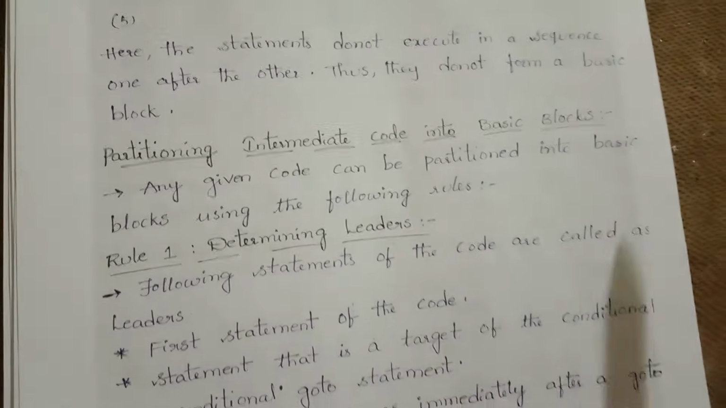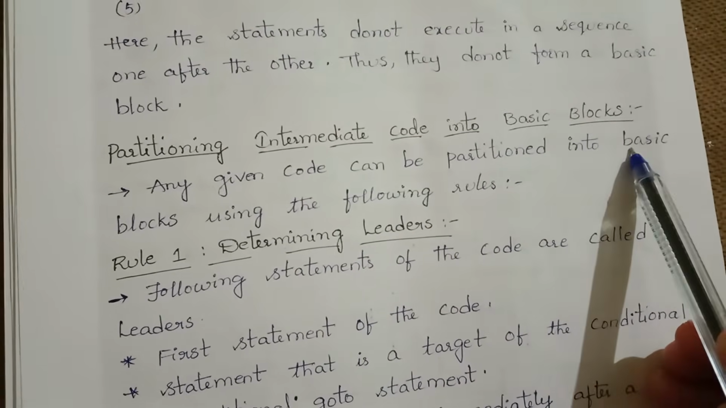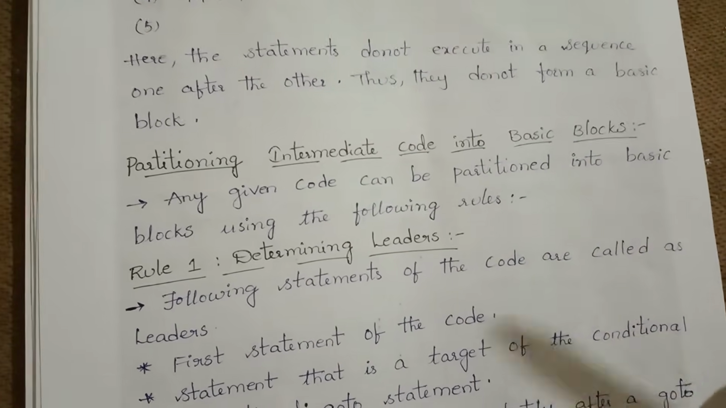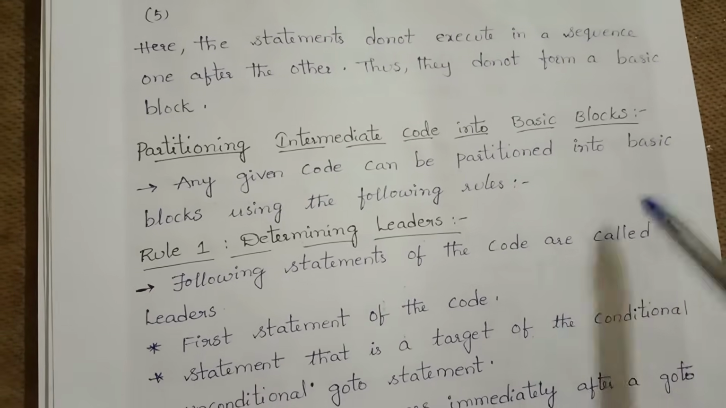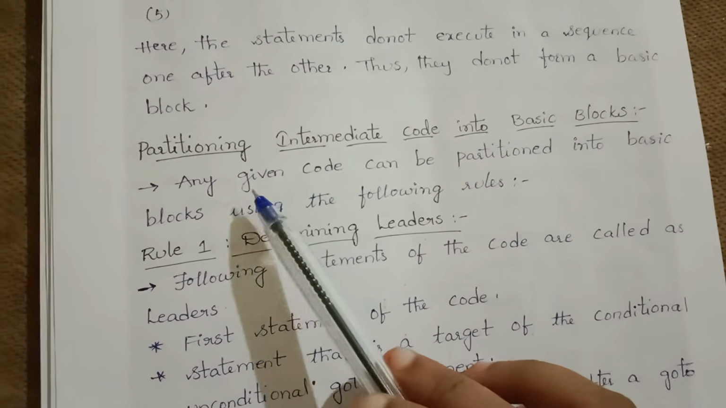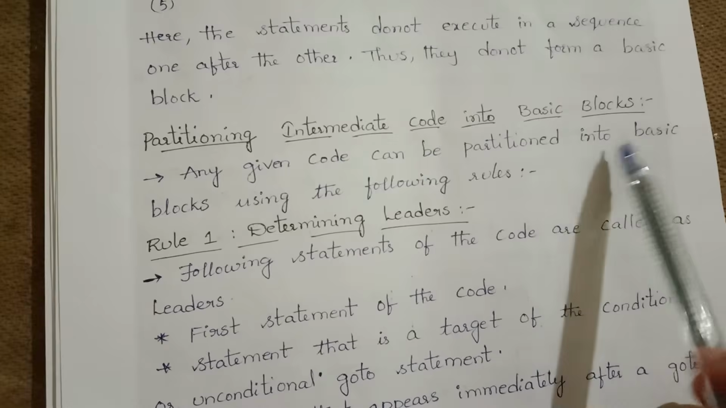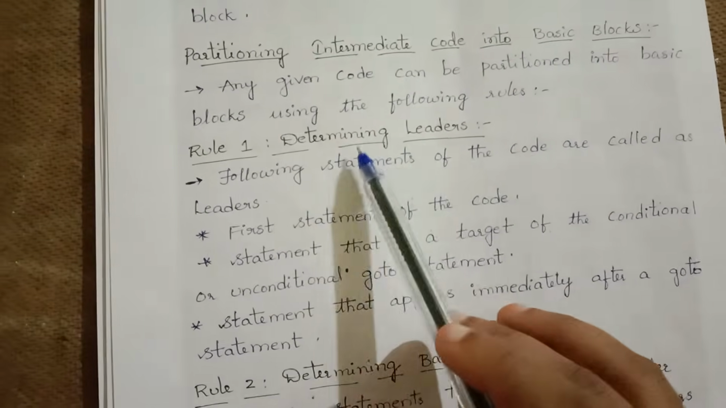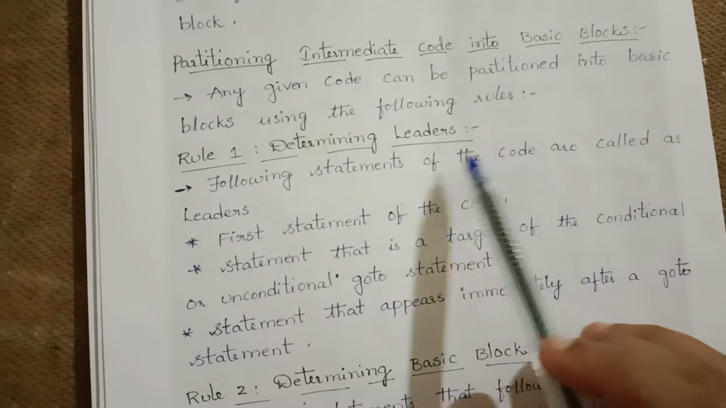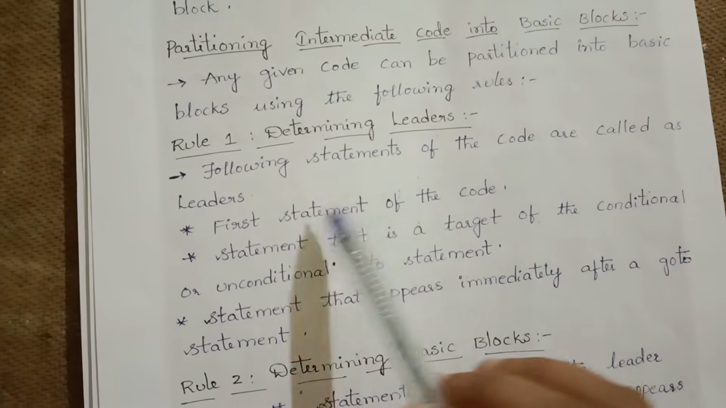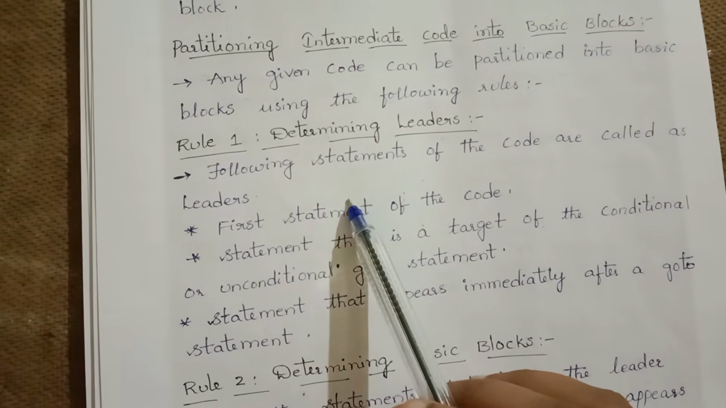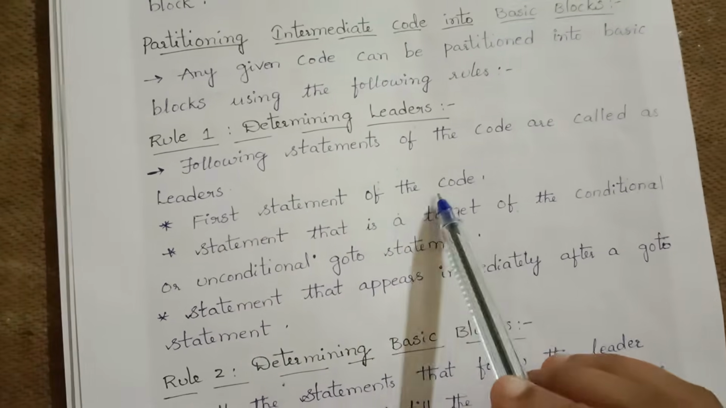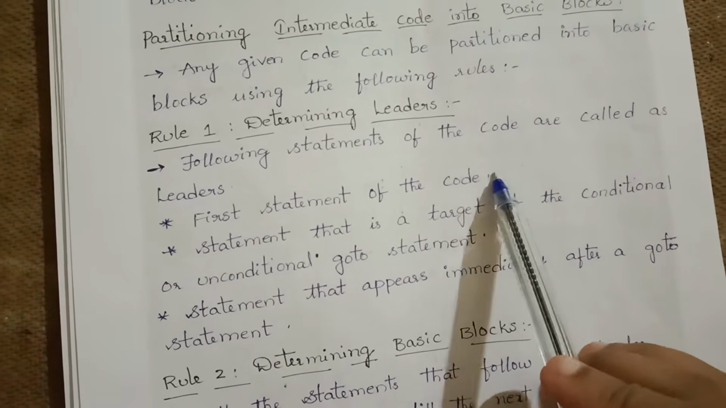So, partition the intermediate code into basic blocks. In order to partition the code into basic blocks, we need to follow some rules. What are those rules? Any given code can be partitioned into basic blocks using the following rules. The first rule is determining the leaders. So the following statements of the code are called leaders. The first statement of a code is called a leader.